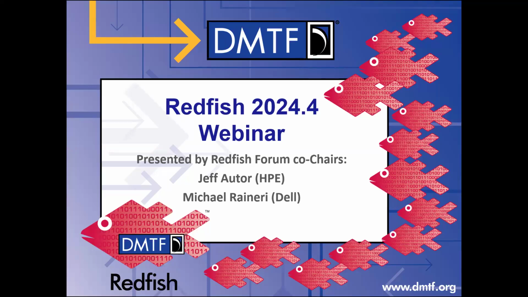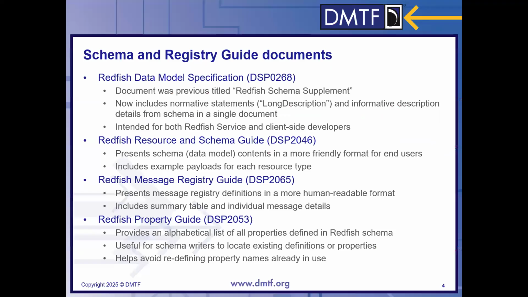All right, and with that, we will get into today's release topics. As we normally talk about at these release webinars, we do want to call attention to a lot of the documentation and materials that are available on the DMTF website. The first set of materials here are a set of documents. These are all related to the schema and data model content that gets frequently updated as we make more and more additions to the Redfish standard.